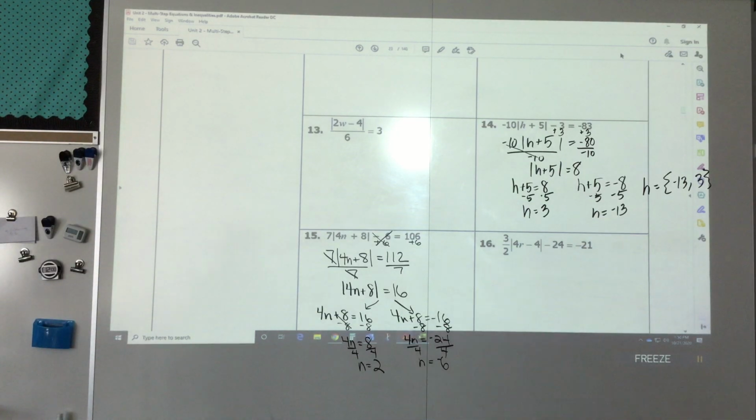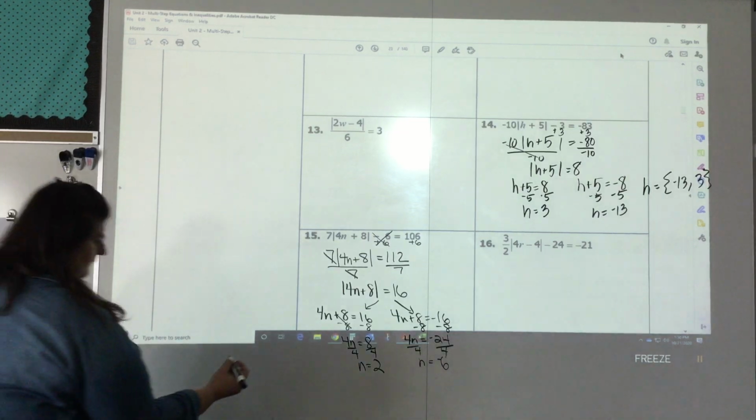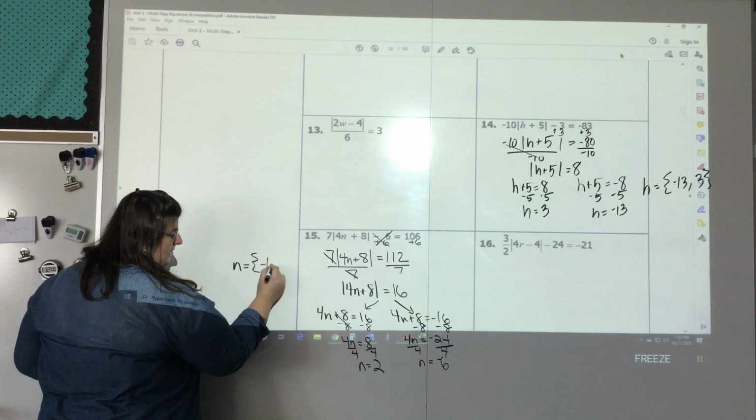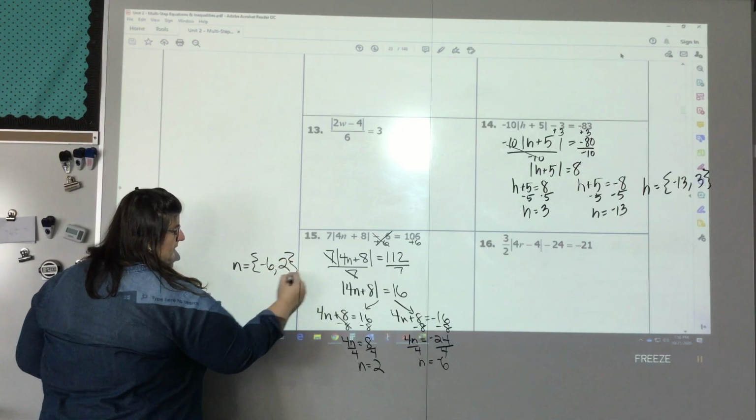So make sure you guys can see that at home. Yes, we are good to go. Good. So my solution set for this one, n equals negative 6, positive 2.